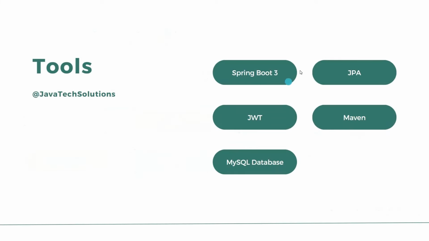Now, if we talk about the tools, we are going to use Spring Boot 3 and JPA. We are going to use a JWT token for login, so I am going to integrate that into the Spring Boot project as well. As a dependency management tool, I'm going to use Maven, and as the backend database, I'm going to use MySQL.